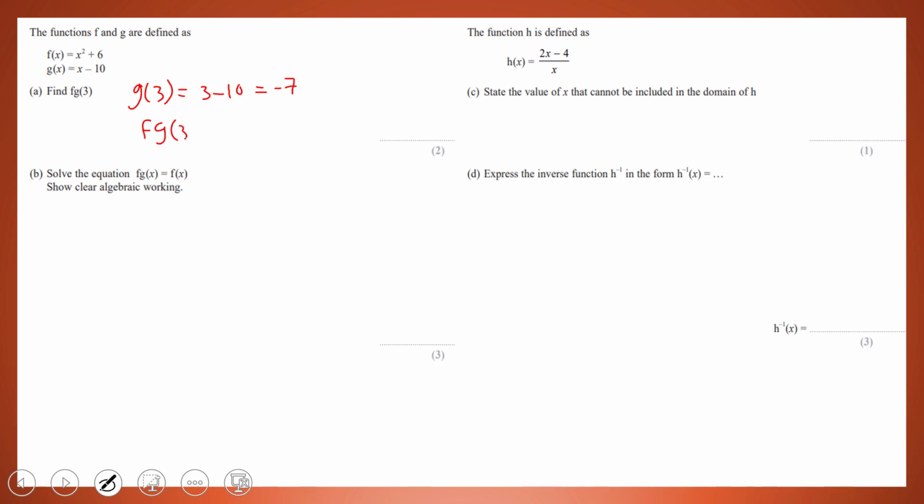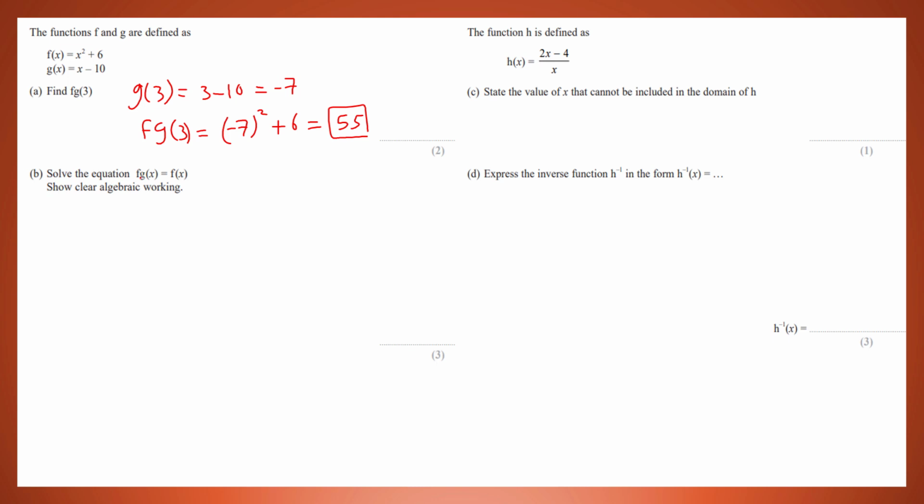Okay, yeah. So it will be negative 7 squared added to 6. So it will be 49 plus 6, which is 55. So the answer is 55. So what do we do? We just replace 3 in this function. 3 minus 10 is negative 7. And then I took the negative 7, put it here. Negative 7 squared is 49. 49 plus 6 is 55.